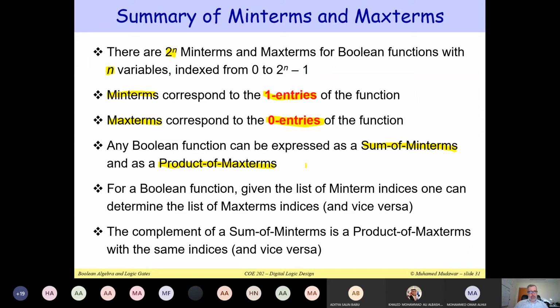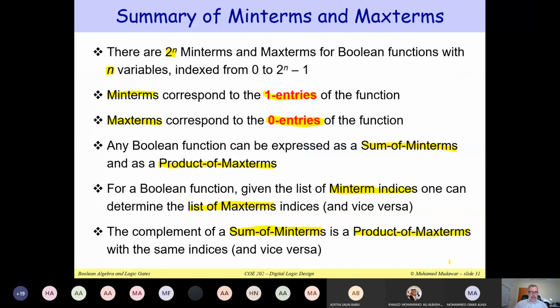For any Boolean function, if you have the list of minterm indices, you can obtain the list of max terms, and vice versa. If I give you the list of max terms, you should be able to obtain the list of minterms. And if you take the complement, look here at the sum of minterms, it becomes a product of max terms and vice versa. All you have to do is interchange the sigma with a pi, or if you have a pi, interchange it with the sigma notation. Is this clear? So this is the summary of minterms and max terms.